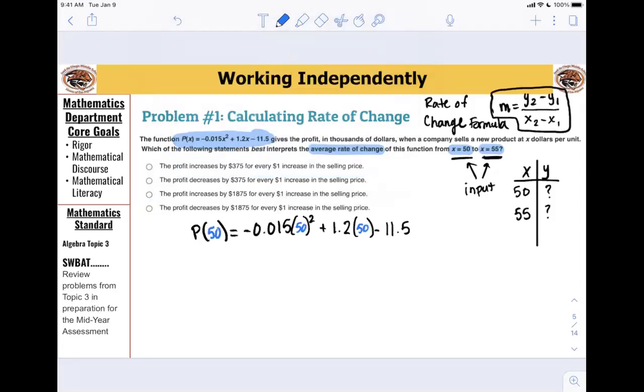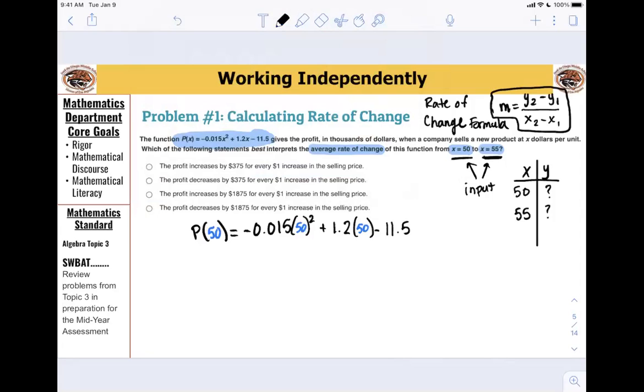and over there 3 times. Because if you look at the original function equation, it has x as p of x, then it has negative 0.015x squared, and then 1.2x. There's 3 x's. So you plug in that 50 every single place that you see x. And then from there, we have to evaluate this function. We need to do the math and figure out what you get.